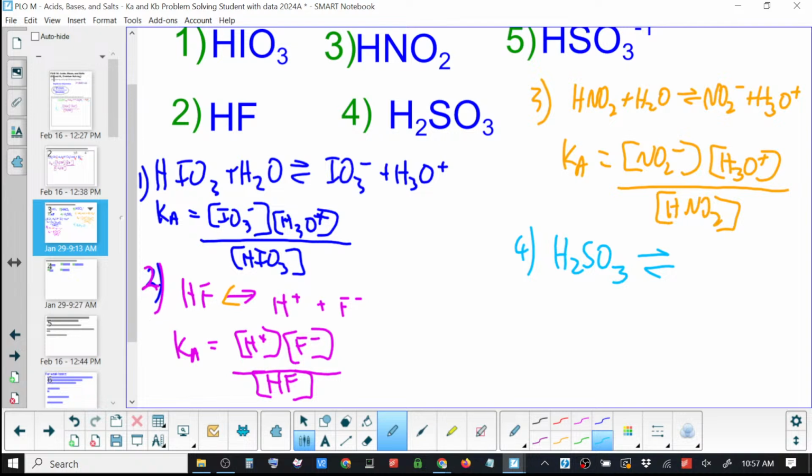Now, H2SO3, I want to check. Where's your number 4? Is H2SO3 like a strong acid? Pardon? Is H2SO3 a strong acid? Is it? Oh, I'm not going to tell you. Why can't you? Because there's a way for you to look that up, and that's part of the knowledge you have to have.